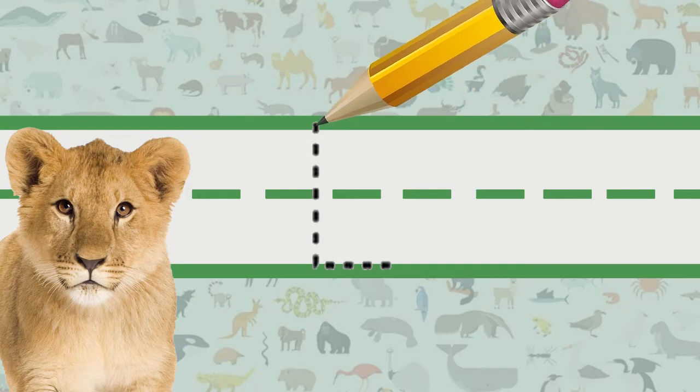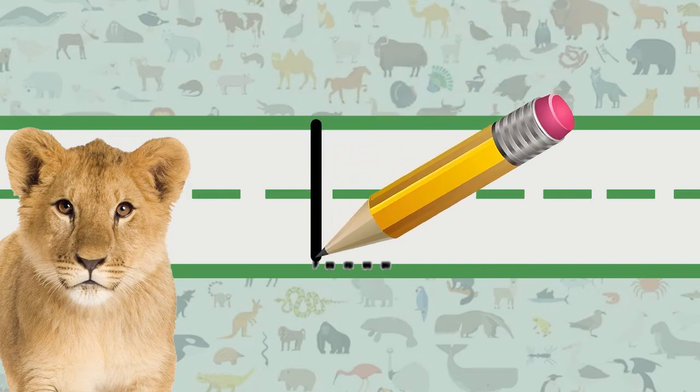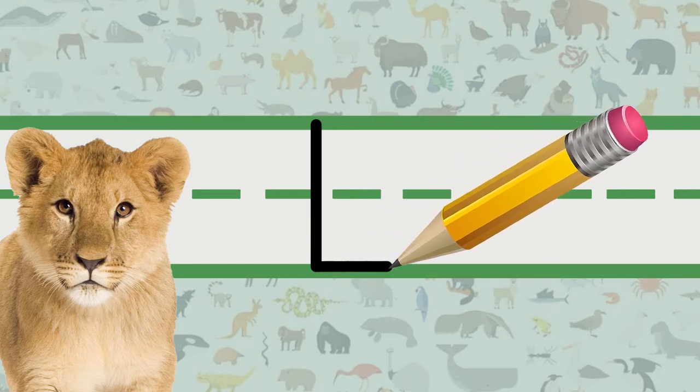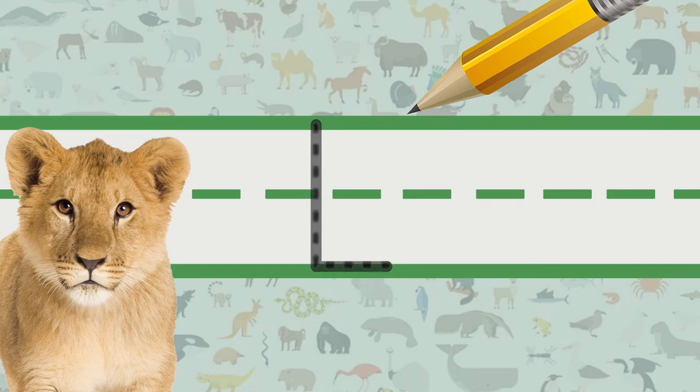Start at the top and draw a straight line down to the bottom. Then draw a straight line to the right. Good job! Let's write small l or lowercase l.